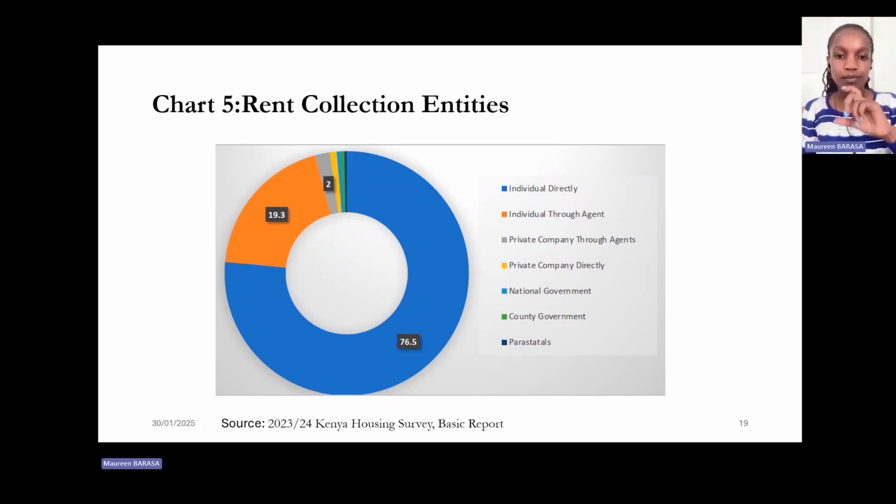So we can see that there's a smaller share of people who pay through the national government, the county government, and the parastatals. So the larger share, almost 95 or 96%, pays directly to individuals or through an agent. It just symbolizes a private exchange that is involved in the payment of rent. And this shows choice or preference issue.